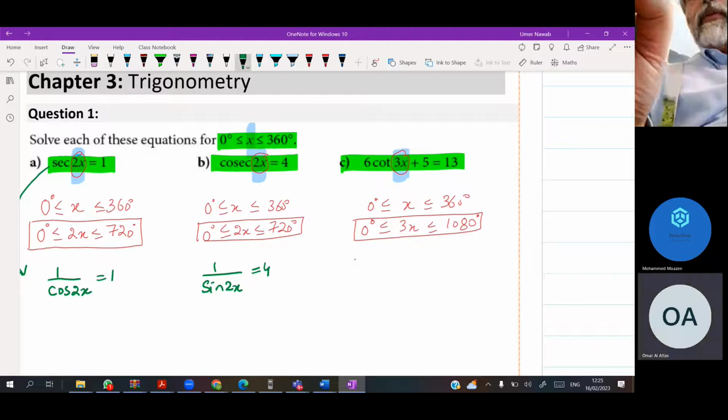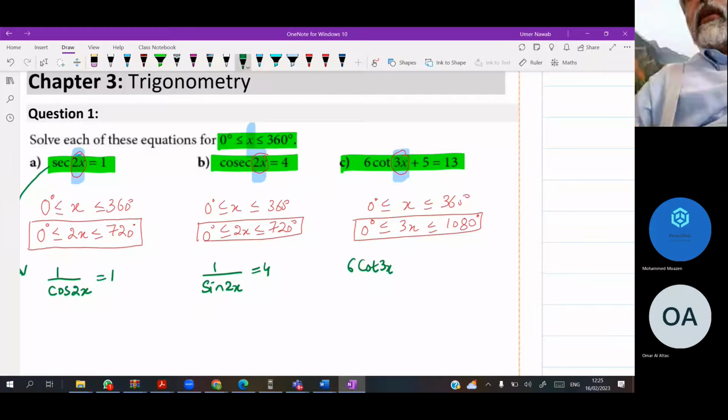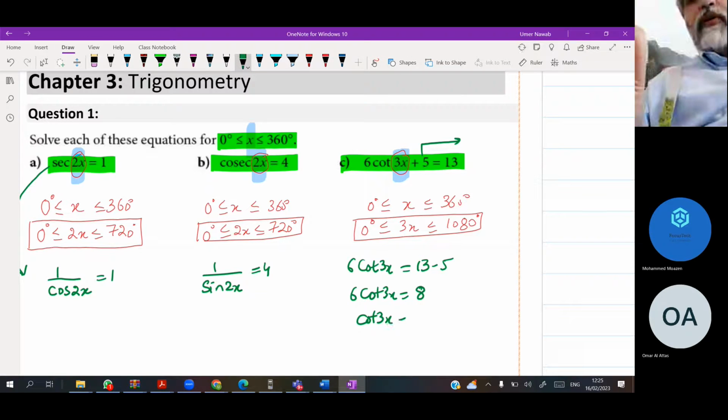So 6 cot of 3x. I'm going to send the 5 to the other side. So 13 minus 5, so 6 cot of 3x, and 13 minus 5 will give me how much? 8. So cot of 3x is equal to 4 over 3.